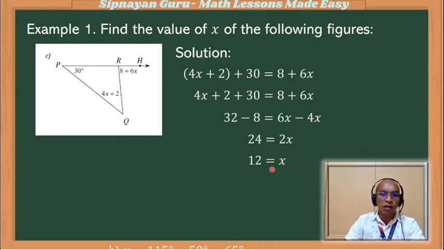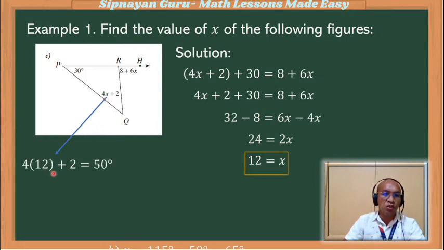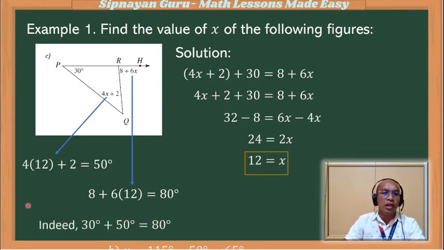Knowing that the value of x is equal to 12, what if we are asked what is the value of angle Q? The measure of angle Q would be, substitute the value of x here, 4 times 12 plus 2, which is 50. For the exterior angle, it measures 8 plus 6 times 12, the value of x, so that is 72 plus 8, which is 80. So indeed, the measure of this angle, which is 80 degrees, is really the sum of these two measures. So 30 plus 50 is equal to 80.